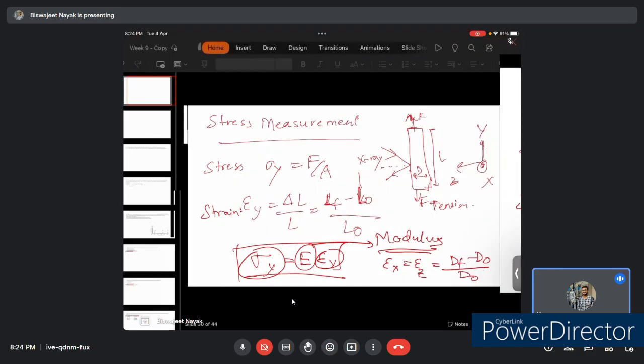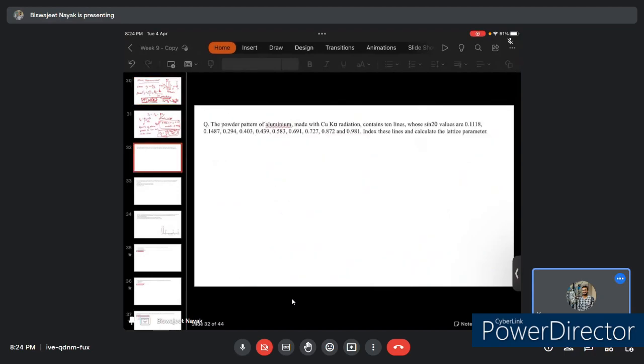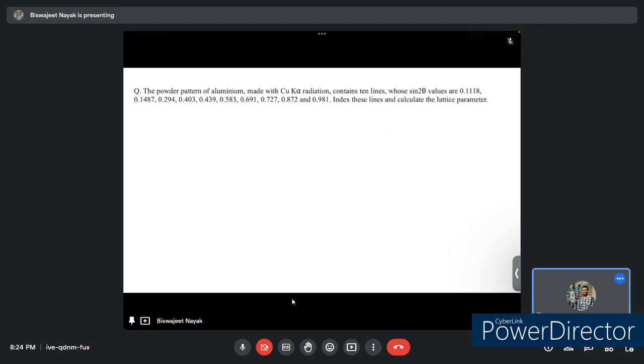Now moving on to the problems. The first question: the pattern of aluminum made with copper K alpha radiation contains 10 lines whose sin theta values are 0.118, 0.148, and so on. So we have to index these lines and calculate the lattice parameter. Aluminum has a cubic crystal structure, so we can assume that.